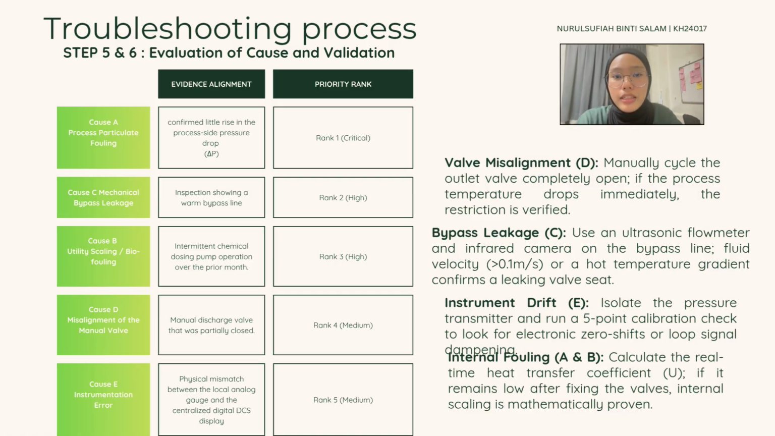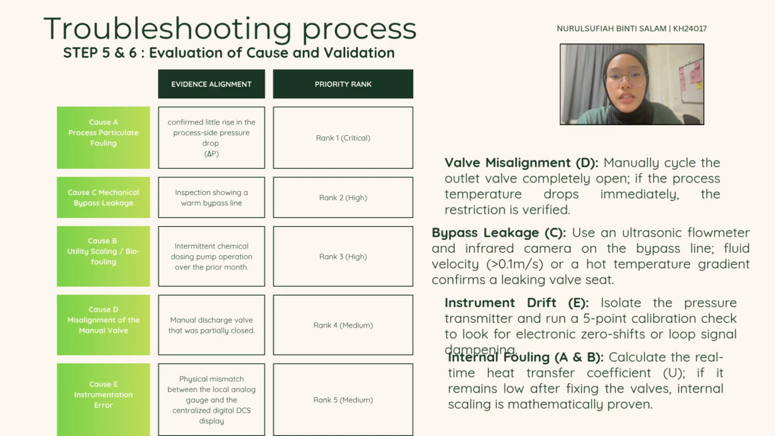Rank 1, critical: process fouling. This is our top priority because we confirmed a clear rise in the process side pressure drop. Rank 2, bypass leakage. Our inspection found a warm bypass line. We will validate this using an ultrasonic flow meter and infrared cameras.